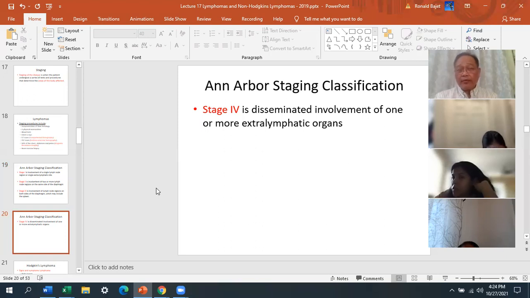And then stage 4 is disseminated involvement of one or more extra lymphatic organs. So now you have involvement outside of the lymphatic organs. So you're seeing the spread of the cancer outside of those lymph nodes. Okay. Remember, extra means outside. Extra lymphatic organs, so outside the lymphatic organs. So the main regions are the neck, armpit, and the groin. So if you see involvement outside of those regions, then now it's stage 4. It has spread outside of the lymphatic system.